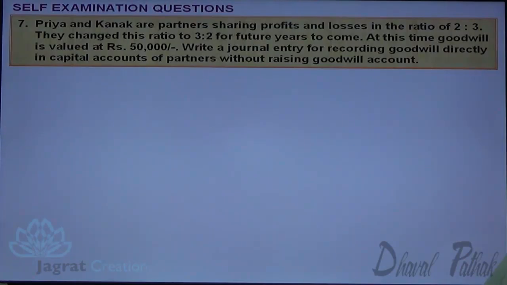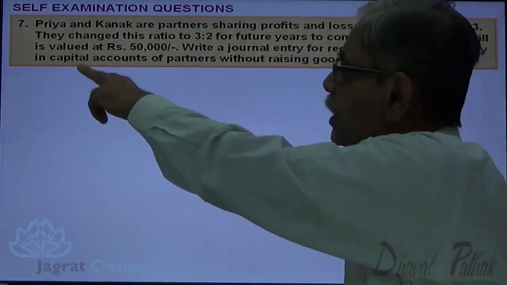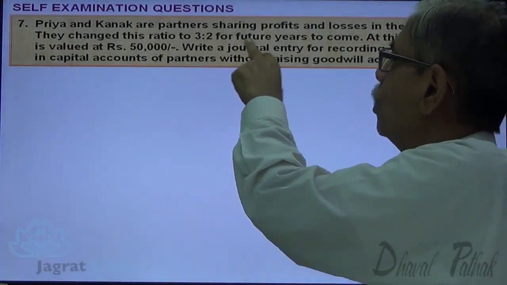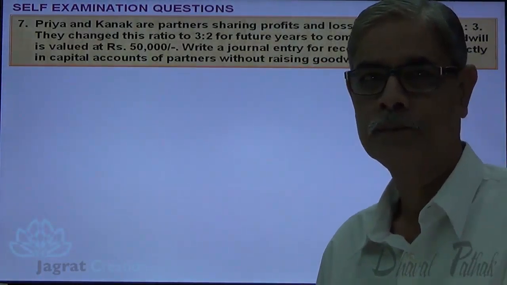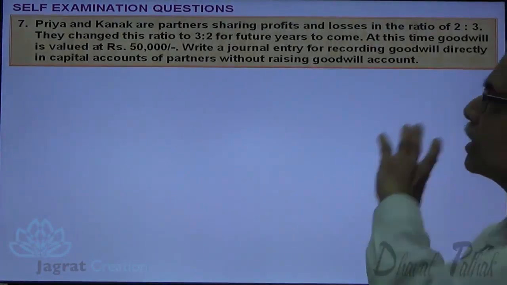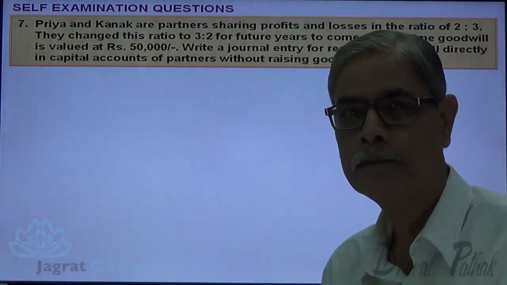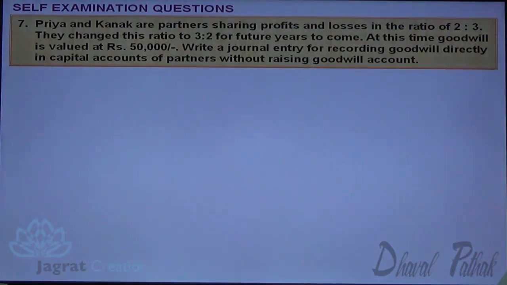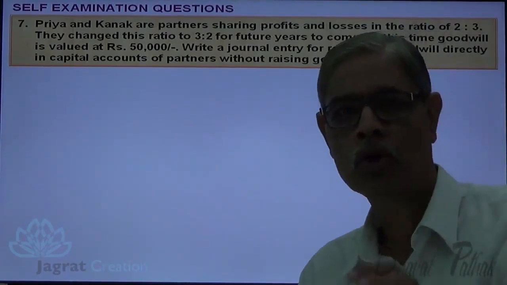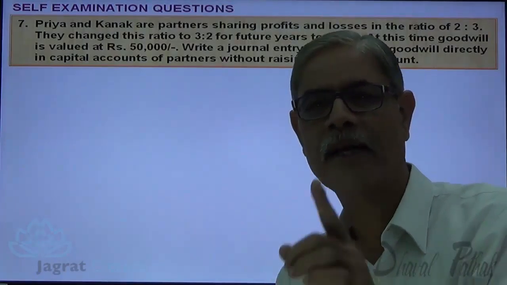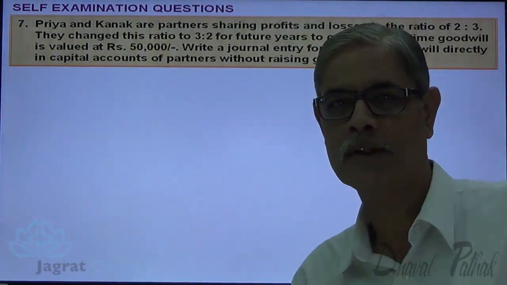I read the sum for you. Priya and Kanak are partners sharing profits and losses in the ratio of 2:3. They change their ratio to 3:2 for future years to come. At this time, goodwill is valued at 50,000 rupees. Write a journal entry for recording goodwill directly to the capital accounts of the partners without raising goodwill account. So you are required to write the adjustment entry straight to the capital accounts.